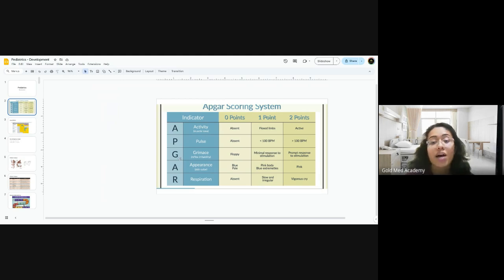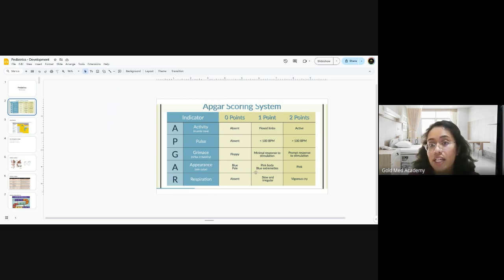Grimace is looking at reflex irritability. This is usually saying that, if you stimulate them, right, that they respond to that stimulation. So if they are at 0 points, usually they're what we consider a very floppy baby. They're not really responding to any sort of stimulation. 1 point is very minimal response to stimulation, and then 2 points is going to be prompt. So that could be like, you tap them on their back or hit them on their buttocks and they start screaming. So that could be considered grimace.